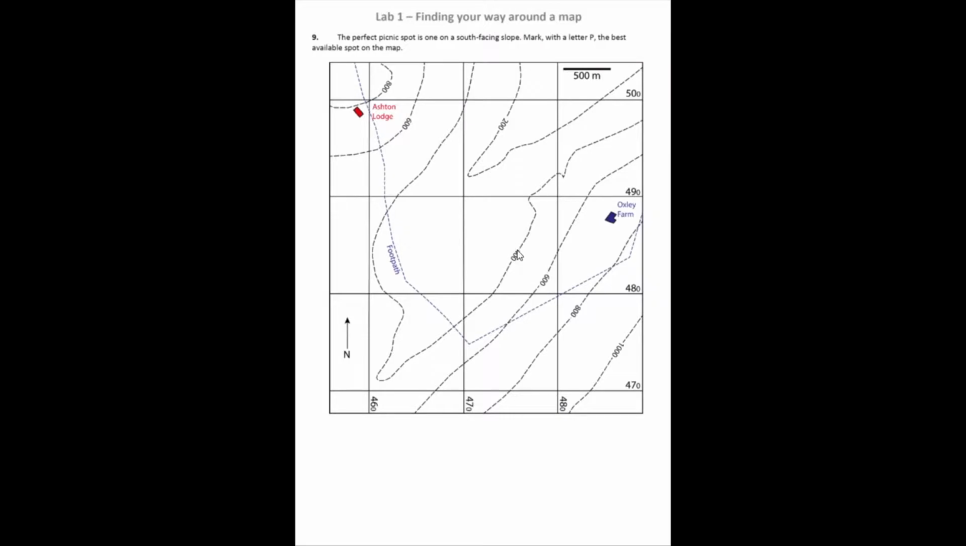Okay, so the only place that has contours which would slope in a southerly direction, as far as I can tell, is near Ashton Lodge. So the best place for a picnic on a south-facing slope can be marked between these two contours, which are sloping towards the south.